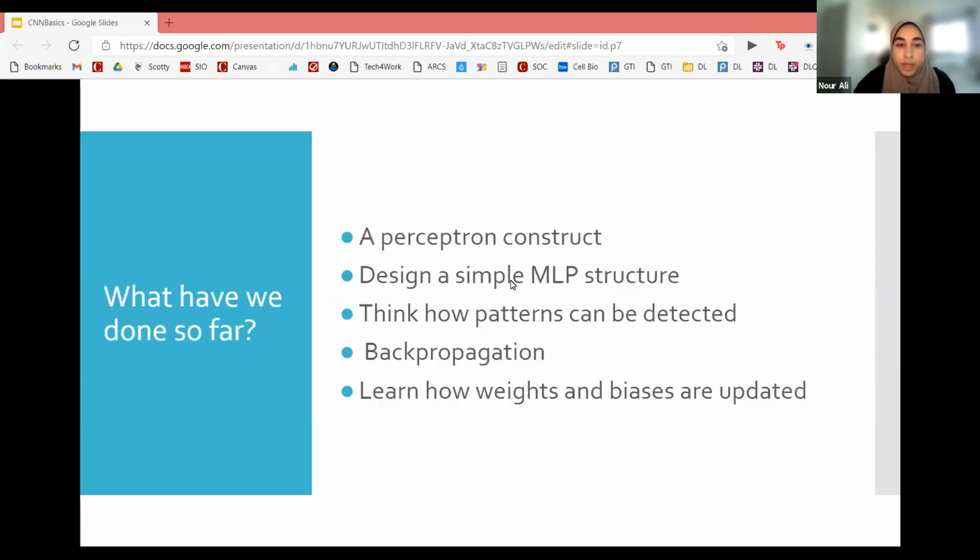Okay, so let's start by talking about what we've done so far. We've looked at a perceptron, and we've looked at the design of a simple MLP. You should have played around with this quite a bit in homework 1 so far, which I hope you're almost done and ready for submitting. We also looked at pattern detection using this MLP structure. We looked at backpropagation, and we learned how weights and biases get updated through the process of gradient descent.